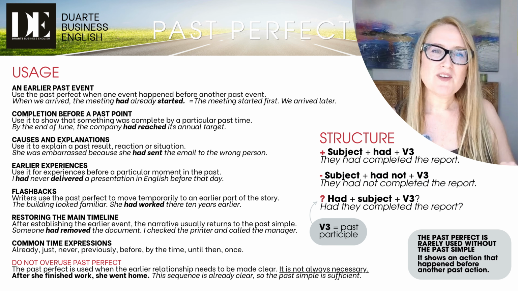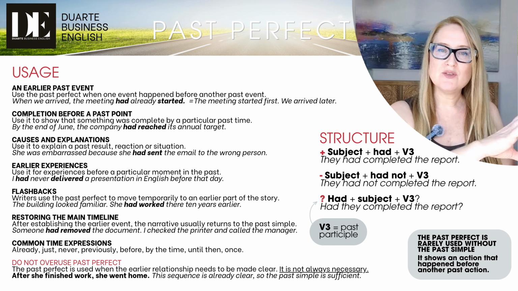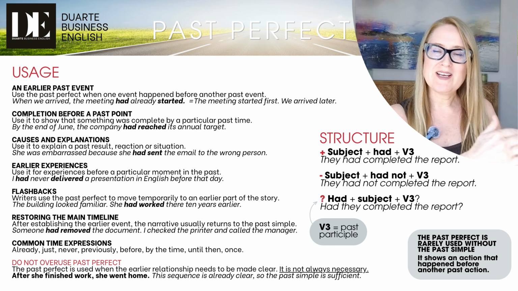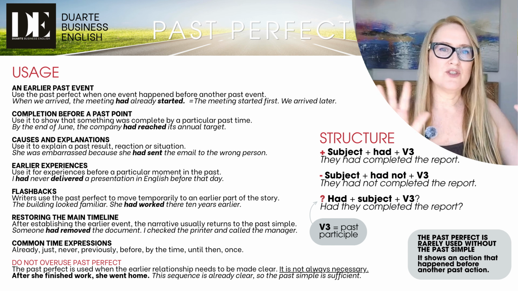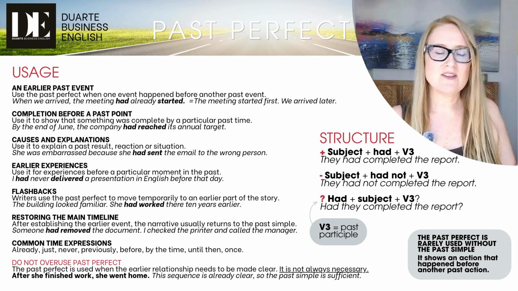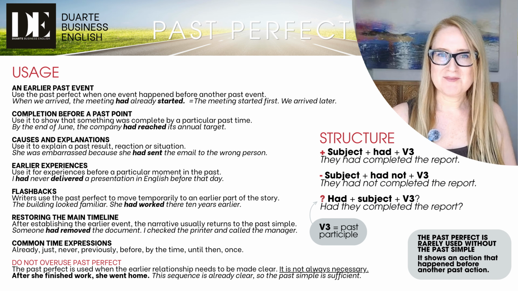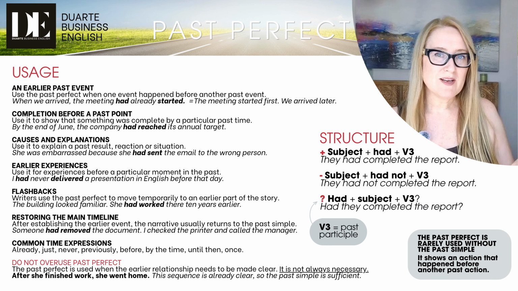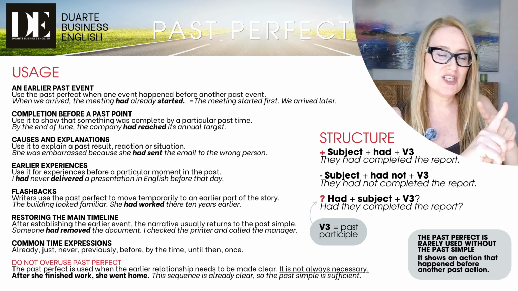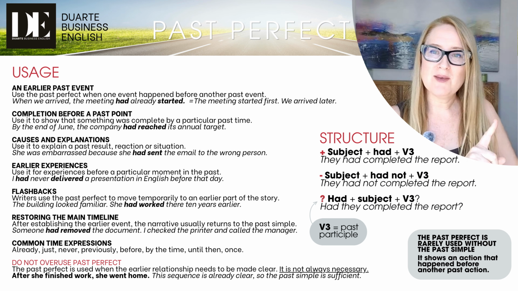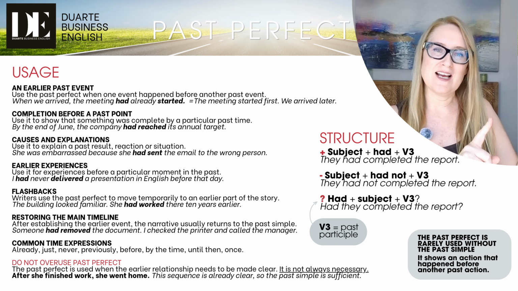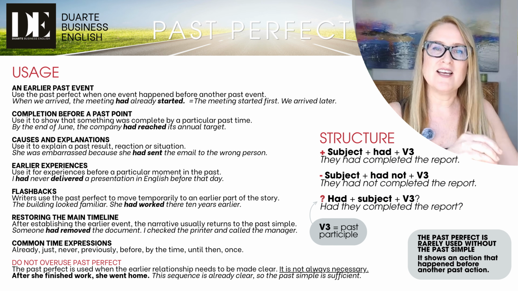We use the past perfect for causes and explanations. We use it to explain a past result or reaction to a situation. So Julia was embarrassed because she had sent the wrong email to the wrong person. Julia was embarrassed, past simple, because she had sent the wrong email to the wrong person. So an action before, and it shows the cause and explanation.